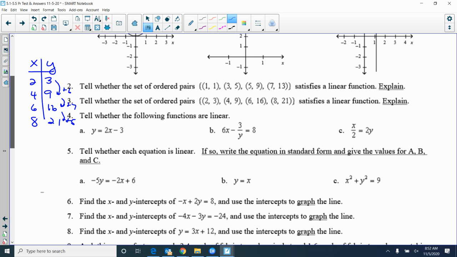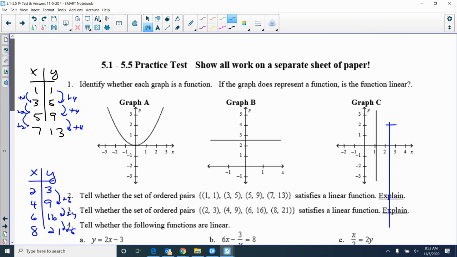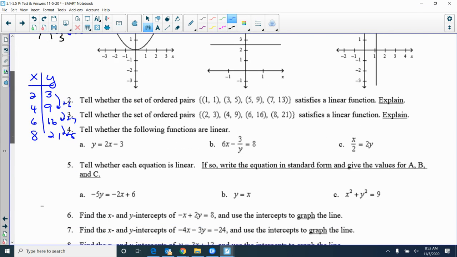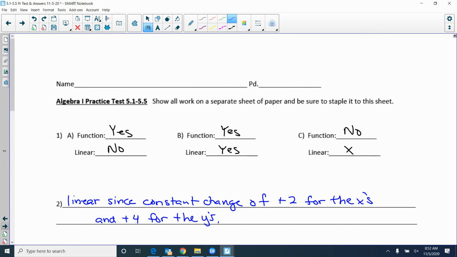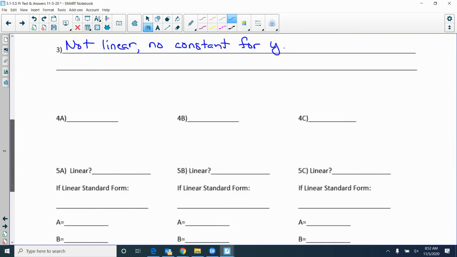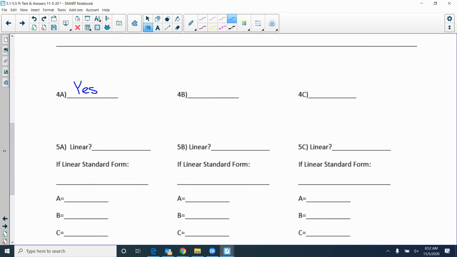All right, C can throw you for a loop, though. Connor, what do you have for C? I put yes. It is linear. The x is on top. It cannot be in the denominator. You can think of that as 1/2 x equals 2y. The coefficient in front of there would be 1/2. So in this case, it is yes, no, yes. Remember, if the variable was in the denominator, it was 1/2x, it would not be linear. So yes, no, yes, or linear, not linear, linear.